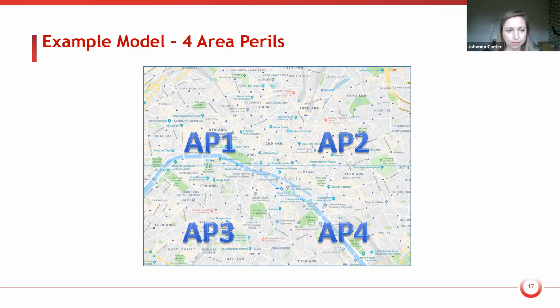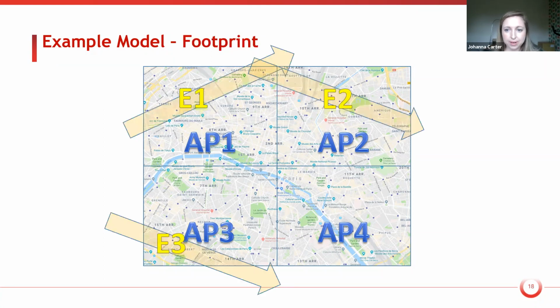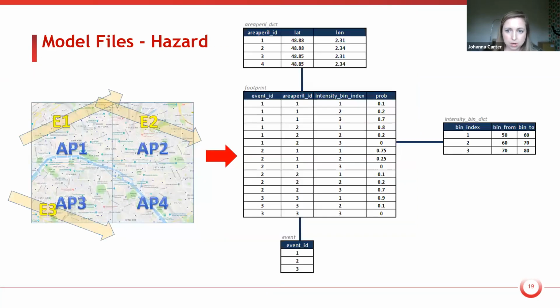And so we've got 4 grids, and we overlay our events. And this represents the event footprint. So event 1 impacts area 1 and 2 slightly. Event 2 impacts area 1 and 2, and event 3 impacts area 3, and area 4 is not affected at all in this model.